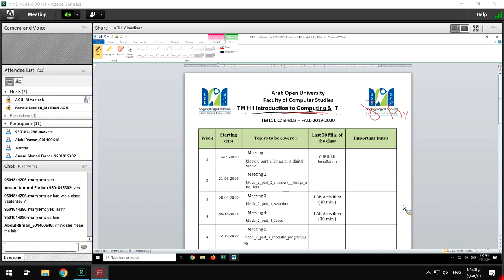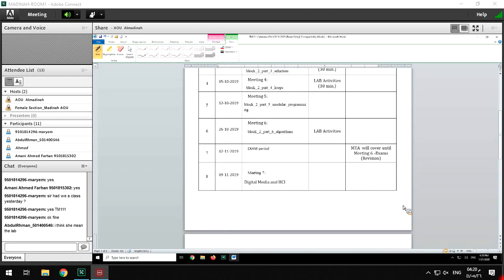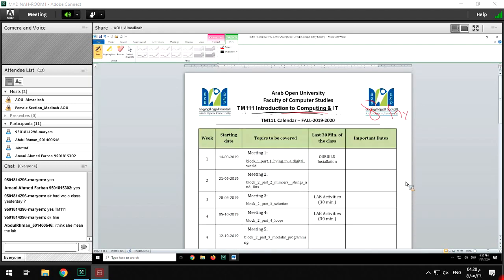The course material is divided into blocks. We have 3 blocks, and every block has parts: part 1, part 2, part 3, and so on. Every meeting we take some block and its part. We are going to use a software tool called AOU build to work with programming in this course.